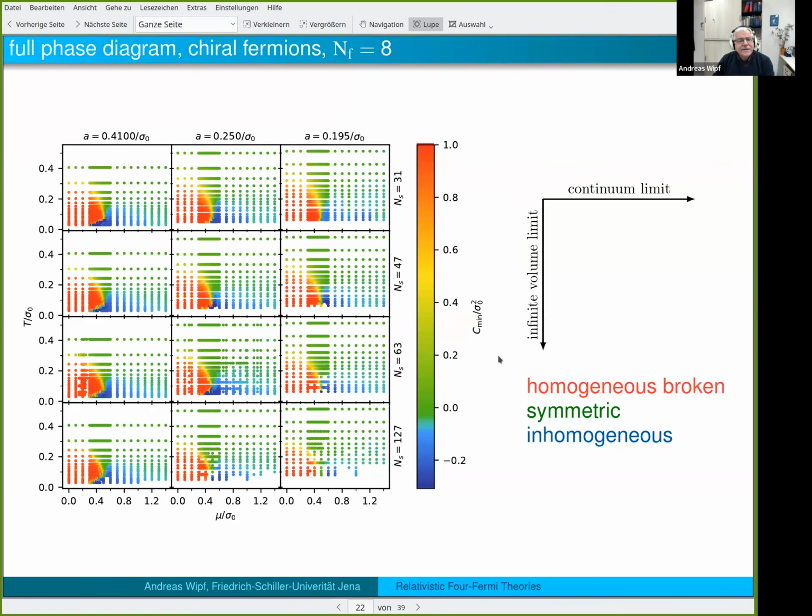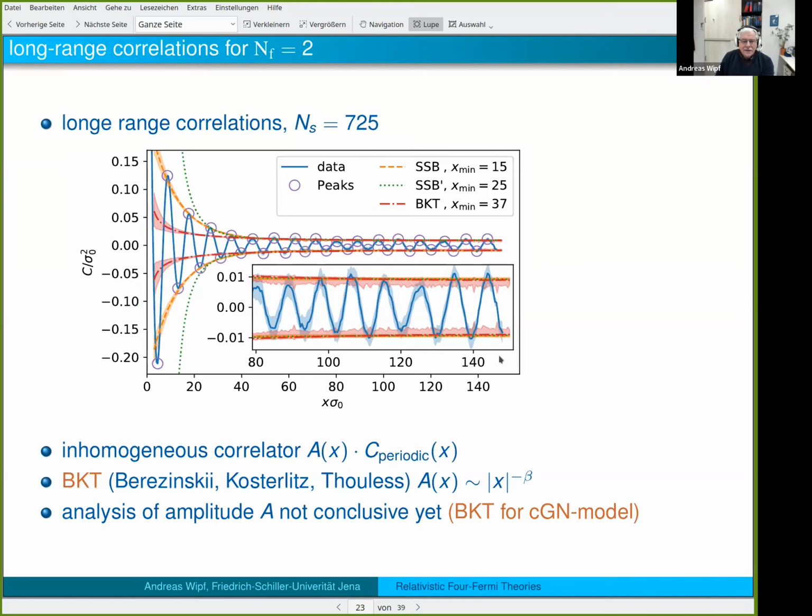I mean, this is just summarizing the results. Now the question was about the Mermin-Wagner theorem and long-range correlation. So we did really a simulation of extremely large lattices, up to 700 lattice points in the spatial direction.